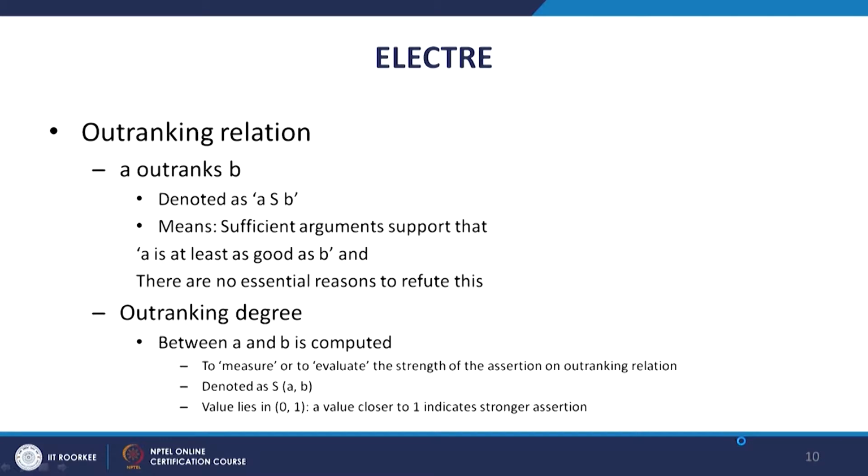We talked about a few terms, how things are denoted in ELECTRE. If there are two alternatives A and B, then A S B denotes that A outranks B, or in other words, A is at least as good as B. How do we measure the strength of a particular outranking relation? For that we have a concept called outranking degree, which is used to measure the strength of the outranking relation. This is denoted as S(A, B), and the value typically lies between 0 and 1.